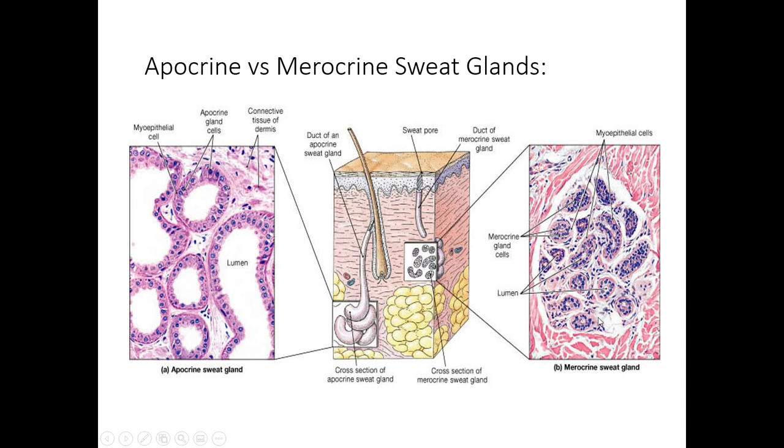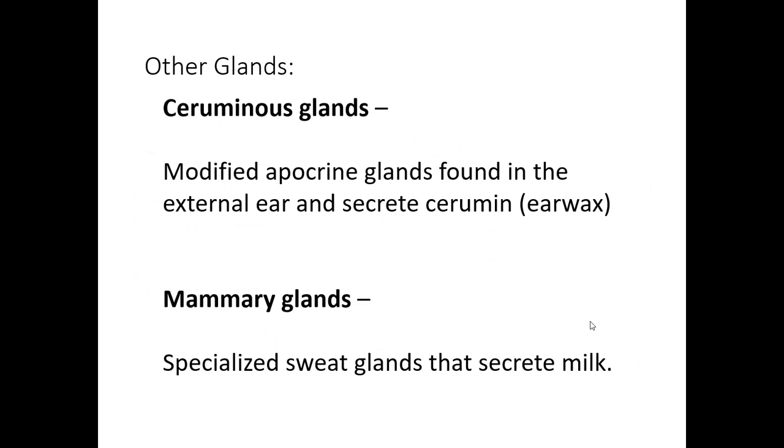When we look at our merocrine glands, you notice that they have definitely more nuclei present because there's an increase in the number of the cells that are present. So this would be a stratified columnar type of epithelial gland or tissue.